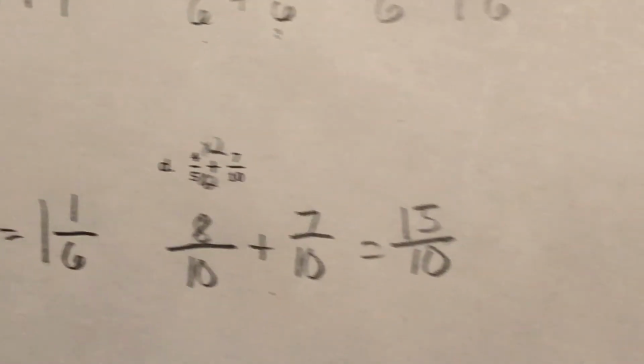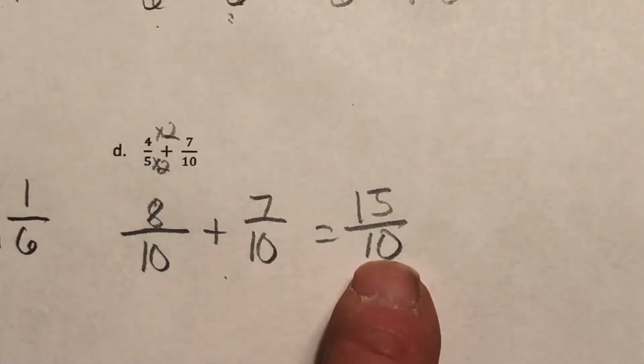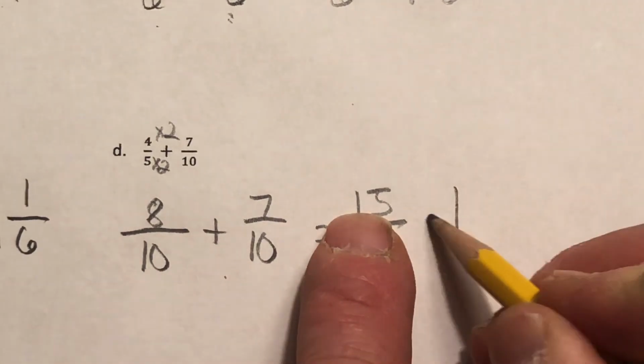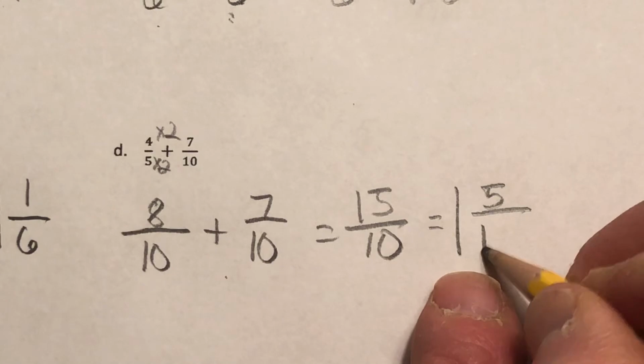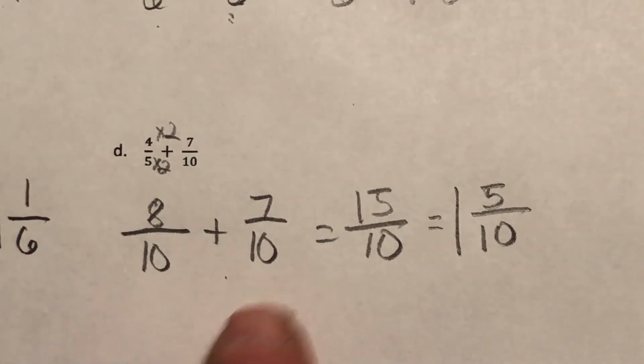Now I change that 15/10 into a mixed number. 10 fits into 15 one time without going over. There'd be 5 left over, and tenths is my denominator. So that'd be 1 5/10, or 1 1/2.